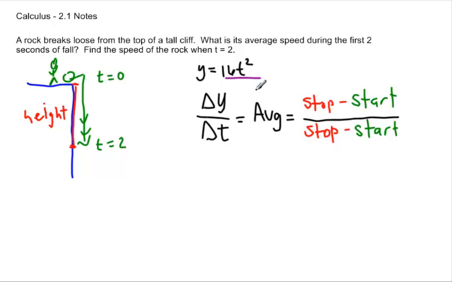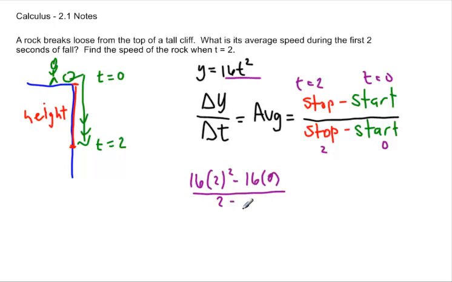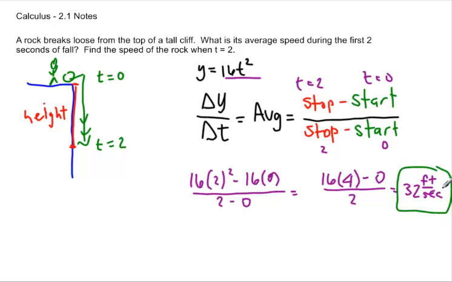Well, our function is 16t squared. So we need to know our stop time is when t equals 2. Our start time is when t equals 0. Our time on the bottom, we stop at 2, we start at 0. And so when we set this up, what we're going to end up with is 16 times 2 squared minus 16 times 0. On the bottom, we're going to have 2 seconds minus 0 seconds. So 16 times 4 minus 0 over 2. And this is going to equal 32 feet. That's how far we fell on the top, divided by seconds, which is how long we lasted on the bottom. So this is our average speed.